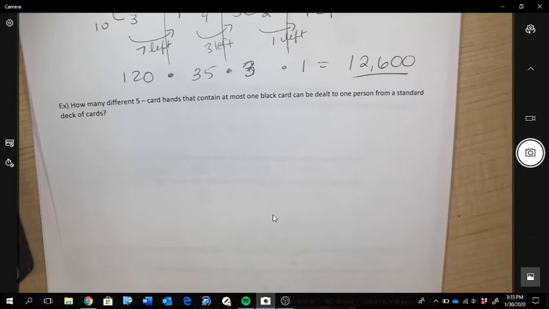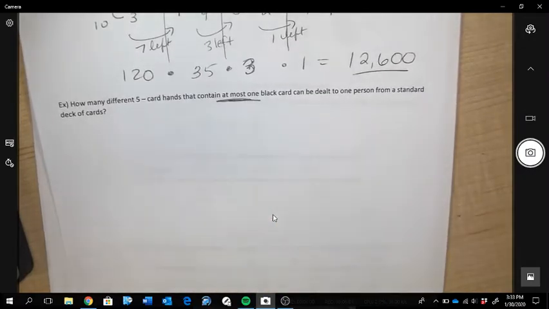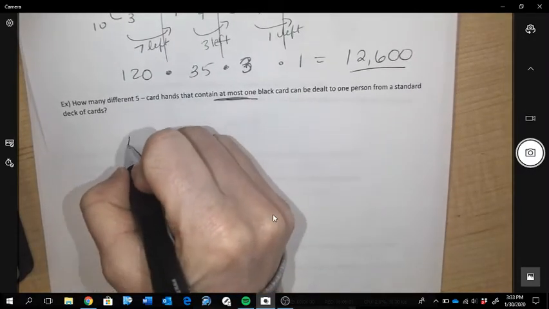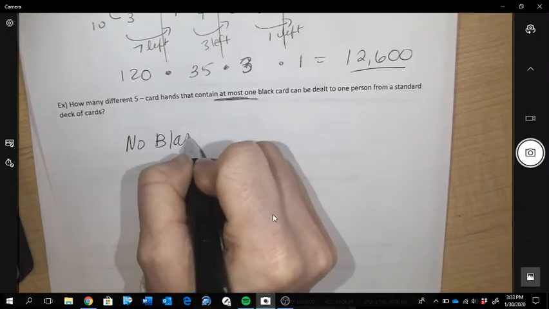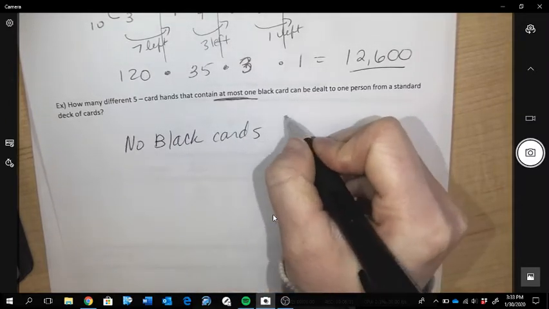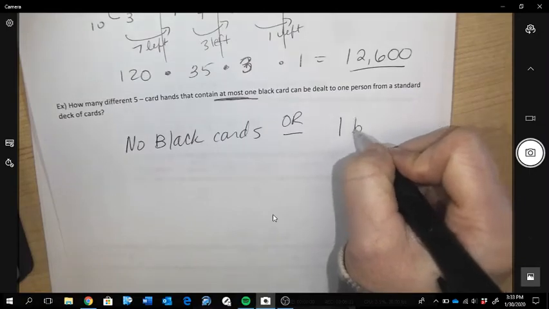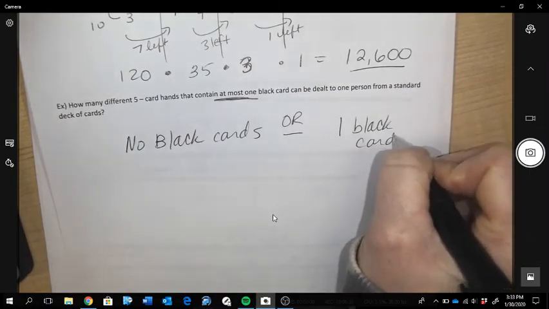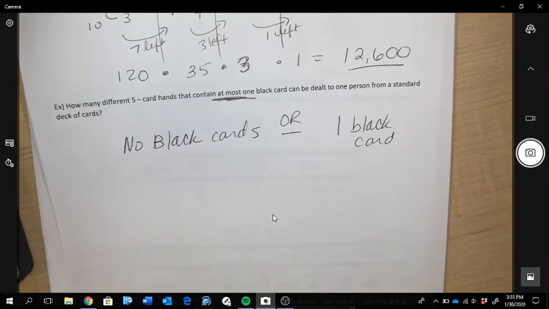Okay, how many different 5-card hands that contain at most 1 black card can be dealt to one person from a standard deck of cards? Okay, so at most 1. So you're either going to have no black cards or 1 black card. You have to just be careful with the word at most, not at least. This is at most 1 black, so you can either have none or 1.